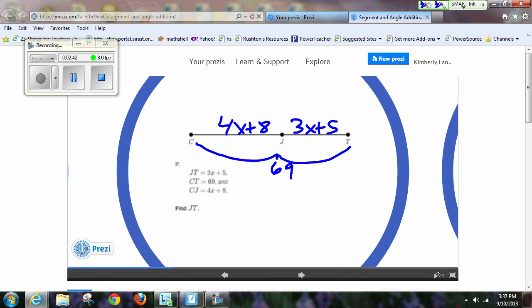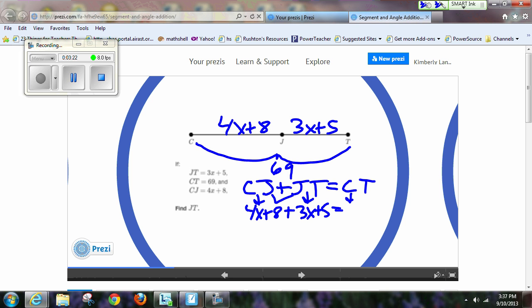Next is to write the segment addition postulate. We take CJ plus JT, which should equal CT. Notice that J is between C and T, and that's the connector between adding the two segments together. Then we draw our arrows, and we substitute into CJ, JT, and CT from the picture or from the key legend. CJ is 4x plus 8, plus JT is 3x plus 5, should equal CT, which is 69.